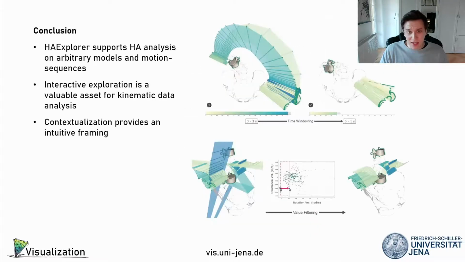The HAExplorer is the first visualization system that is designed to support HA analysis on arbitrary models and motion sequences from any biomechanical experiment. The user feedback suggests that interactive exploration, as it is integrated in the HAExplorer, is a valuable asset for kinematic data analysis, and that contextualization with 3D models and animation can provide an intuitive framing to these live experiments. And ultimately, these may enable new insights into complex and interdependent motions.